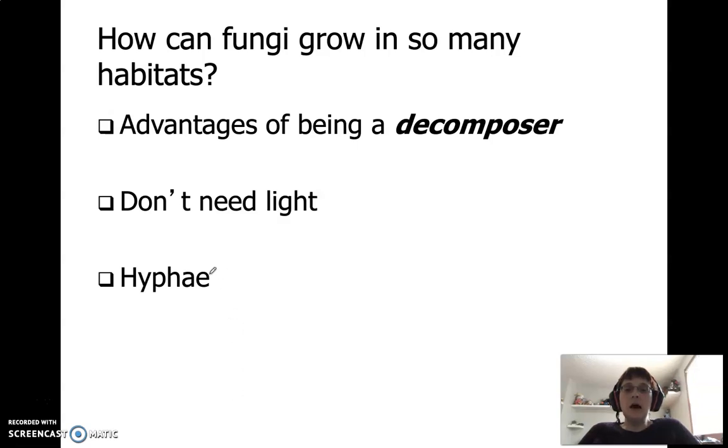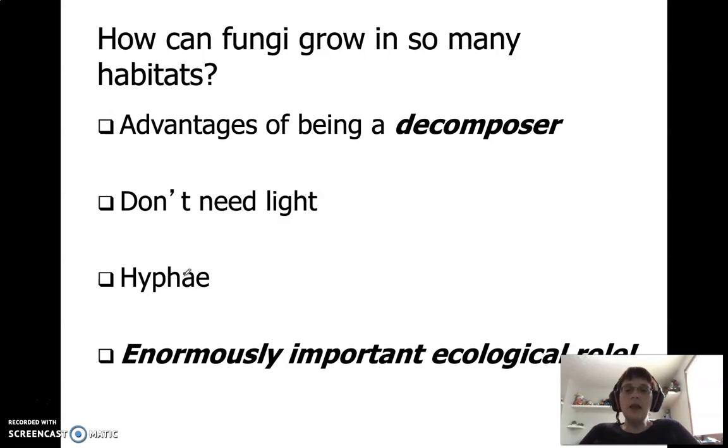Those hyphae, the things that make up the mycelium, help a lot because they allow them to have large surface area and get into nooks and crannies. So they are able to absorb as much food and water as they can from the area that they're living in. And because of all of this, the fungi play a huge role in their environment. They have this big ecological job, because a good number of them are decomposers.